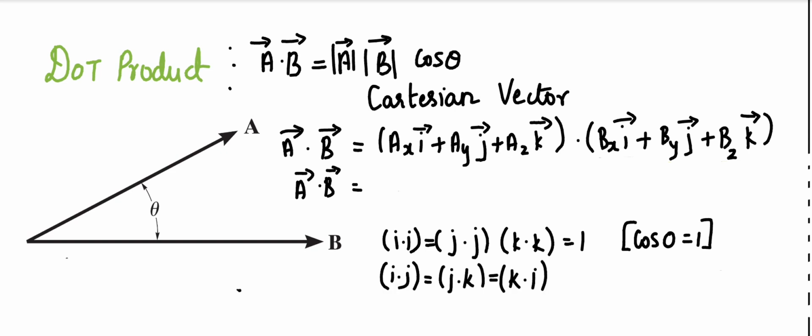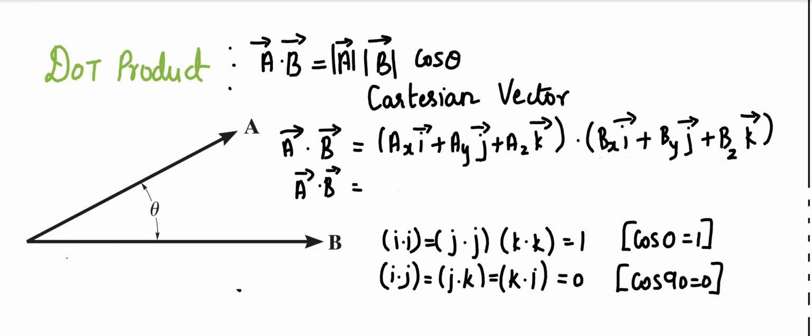Similarly, if I take the crosswise i dot j, j dot k and k dot i, you can see here in all the cases we will get 0 as the dot product value, because the angle between them is 90 degrees. That makes cos of 90 degrees equal to 0. With this I solve for this a dot b vector.